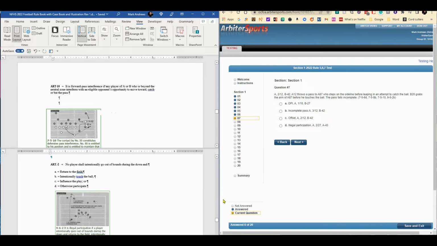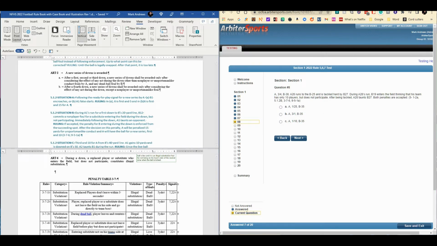So we have A87 stepping on the sideline, so he is illegally participating, and B20's grab does constitute DPI. So we're going to have an offset, and we're going to replay the down. Answer is C.